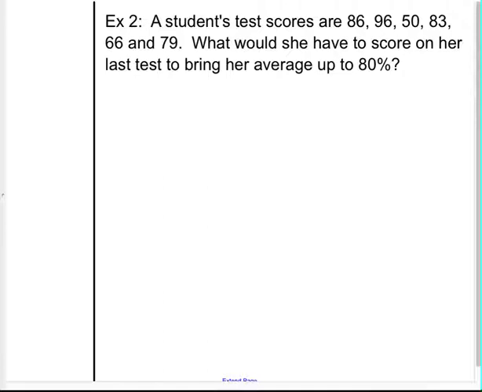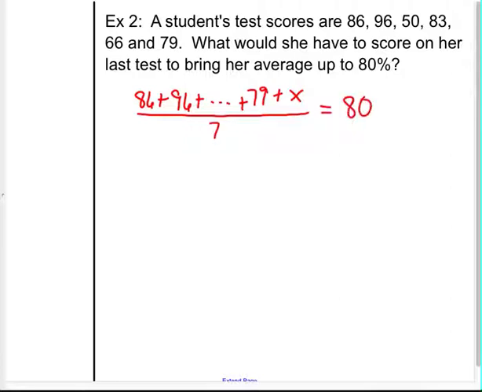So again, it's similar. We have these different test scores, and this person wants an average of 80%. So we start by adding up all of the data values, or the test scores she's earned so far, plus her next test score, divided by, and once again she's taken 6 tests, but once we add on her next test, she'll have taken 7 tests at that point, and she wants her average to be 80. So I'm going to show a little more work on this one.